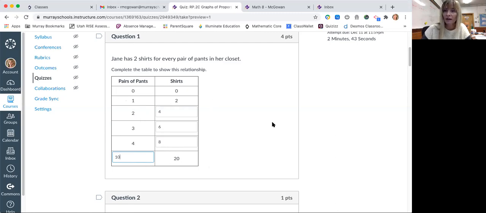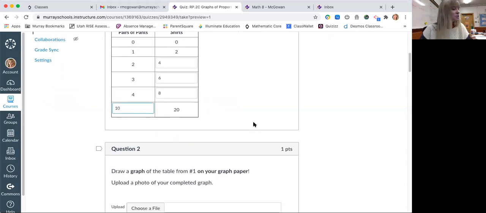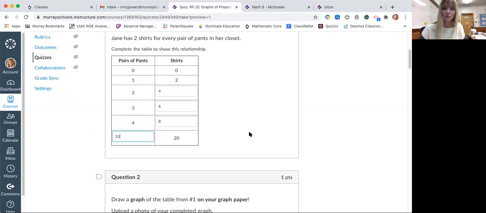So the first thing we're going to have to do on these problems is fill in a table. Use the information to fill in the table. Okay, so then question number 2. This is where you need your graph paper. It says draw a graph of the table from number 1. So let's make sure we can set this up.